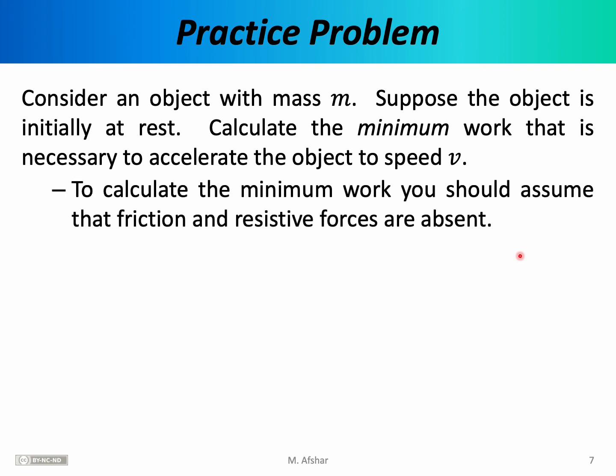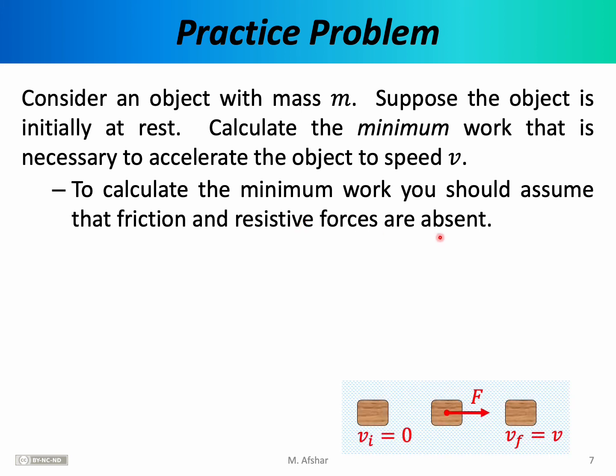Now notice something important about this problem. We are talking about the minimum work that is necessary to speed up the object. And if we're talking about the minimum work necessary, then we have to assume that there are essentially no other forces impeding or resisting the motion of the object. Specifically, we're going to assume that friction and resistive forces like air resistance and the viscous force are absent.